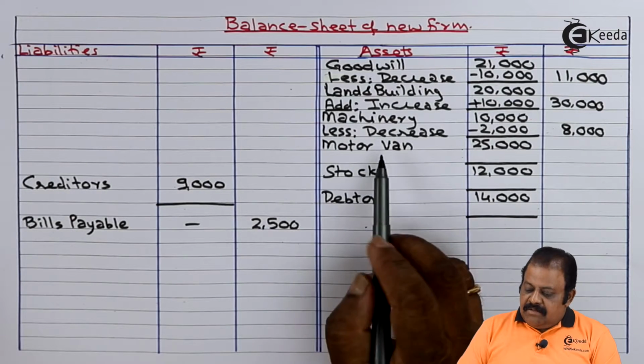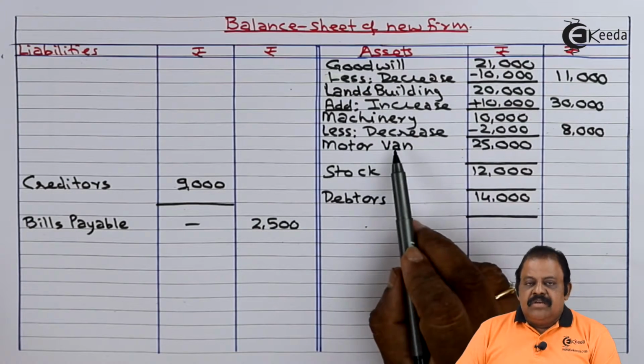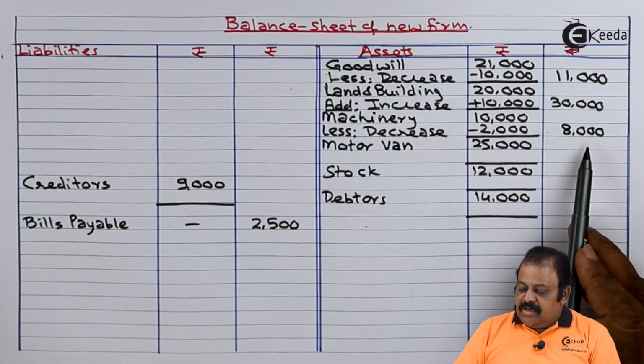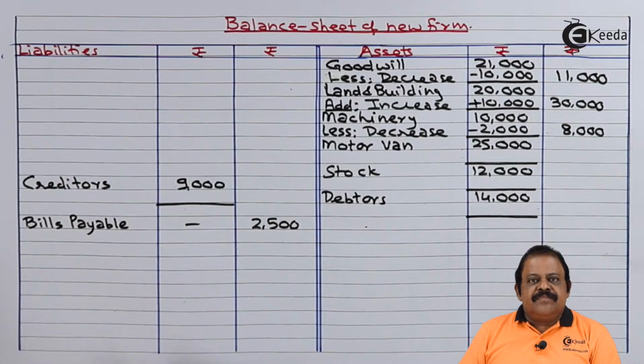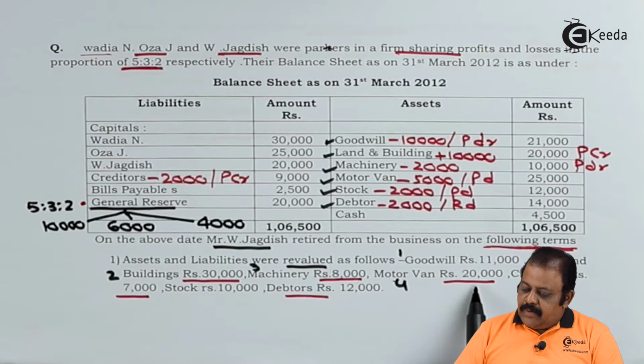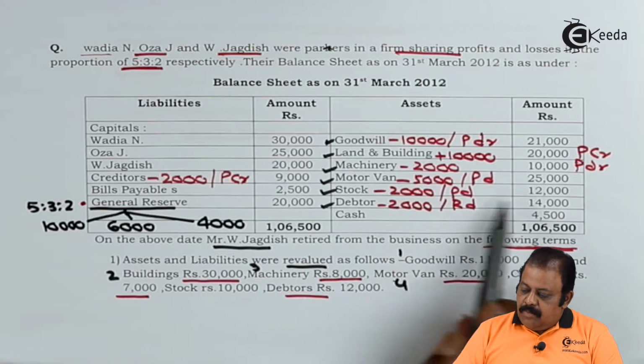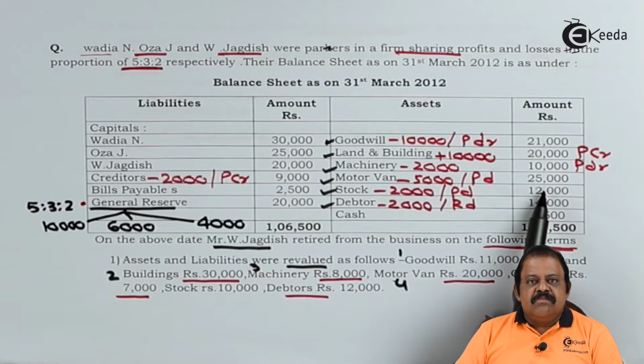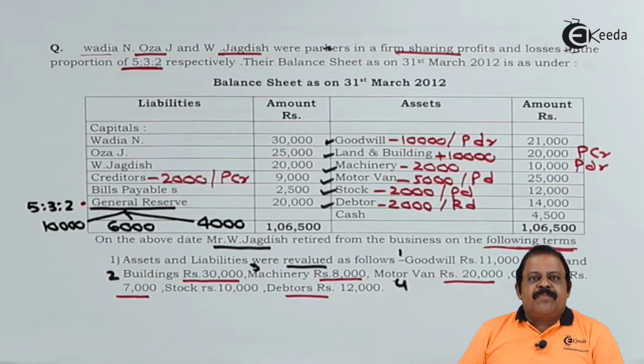Balance sheet asset side, machinery 10,000 less decrease 2,000, outer column 8,000. Motor van 20,000. Here motor van is 25,000. Book value, we'll have to reduce it by 5,000. Second effect, profit and loss adjustment account debit.